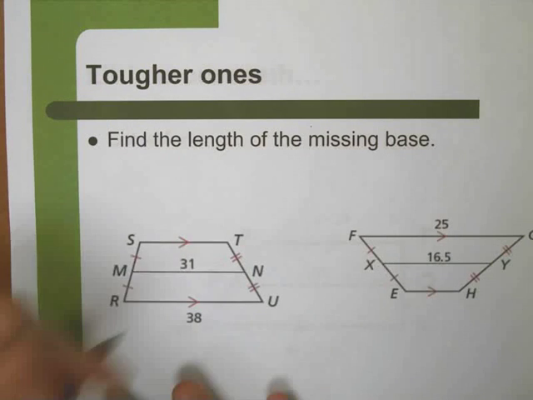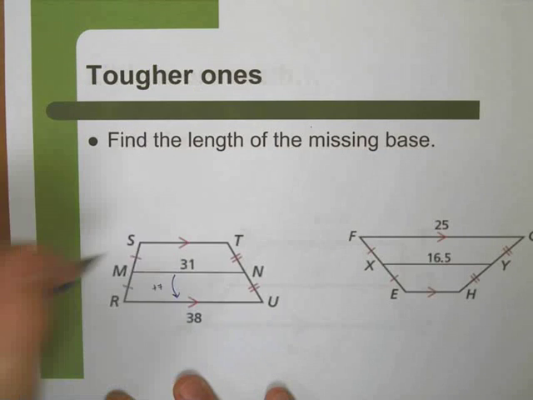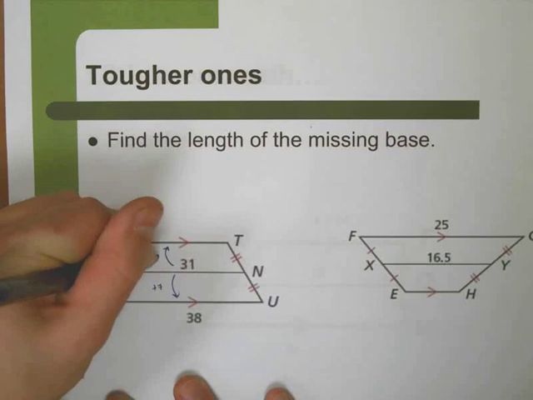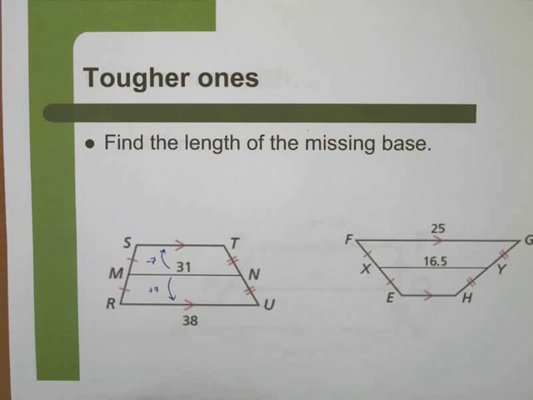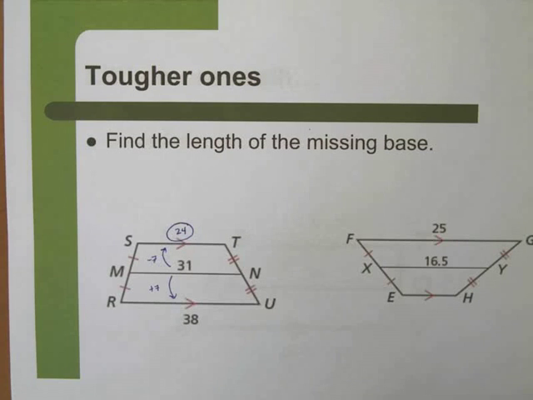Here's two approaches to do it. Here's one that's pretty easy. You notice that 31 to 38 means that I went up 7. Well, that means that I'm going to have to go down 7 in order to get to the other one, right? So if I take 31 and I subtract 7, that gives me a length of 24. There's one approach in order to get it, okay?